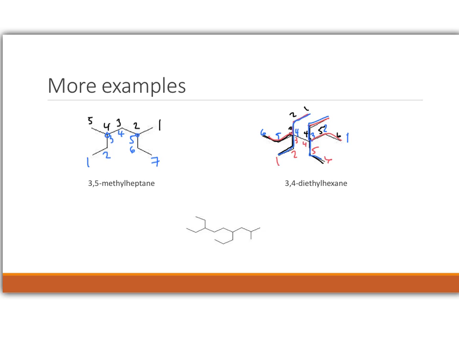Okay, so if I had to draw that, I'd draw a 6 chain and then have at 3 and 4 2 ethyl groups coming off. Then I would get the same structure.